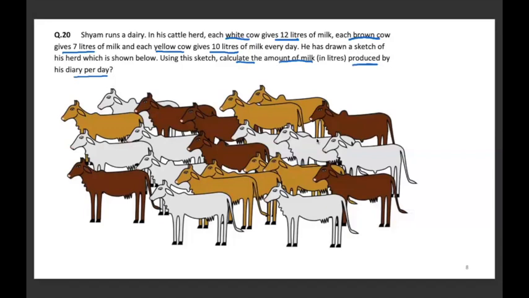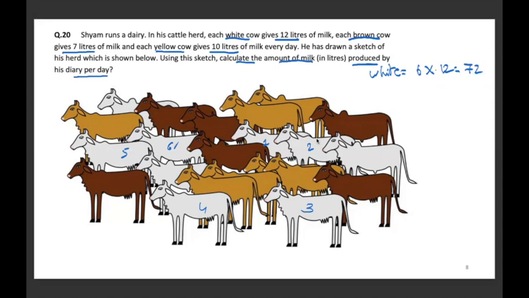Okay. So first we are going to calculate कि कितने cows है जो milk देती है. The first is white cows. Okay. How many white cows are there that give milk? The cows that give milk, which are white, are 1, 2, 3, 4, 5, and 6. 6 white cows give milk. 6 into 12, which is 72.